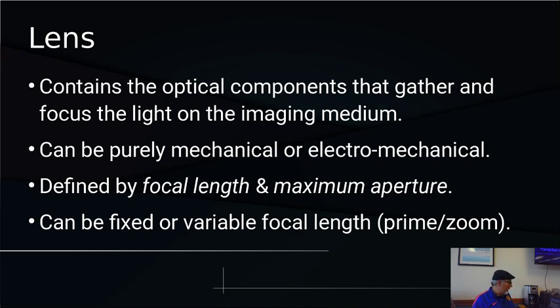Anyway, lenses are defined by their focal length and their maximum aperture. Maximum aperture is the second number. You'll see, like I just said, a 35mm f1.4. So that's its focal length, 35 millimeters, and f1.4 is its maximum aperture, the widest setting of its aperture ring. And lenses can be fixed length or variable length, which are colloquially known as primes and zooms.